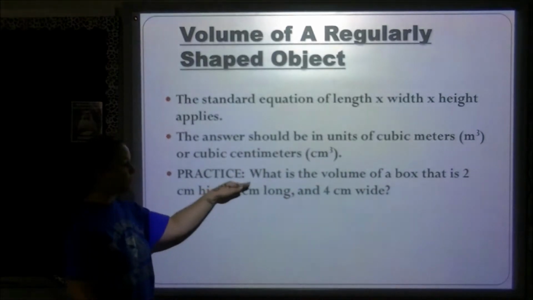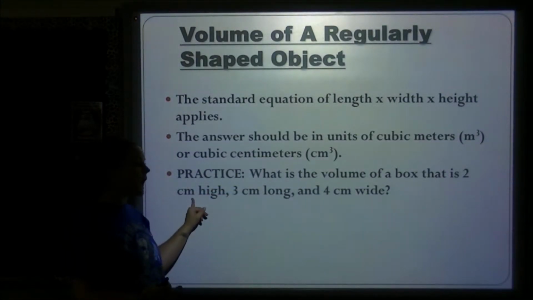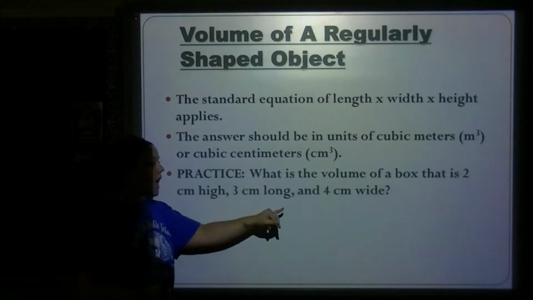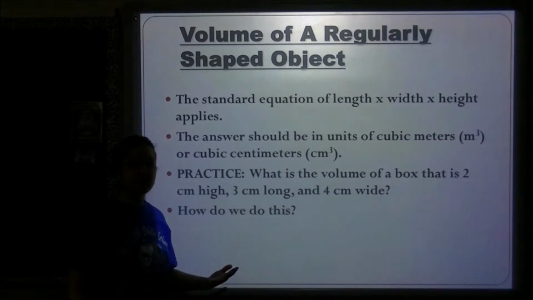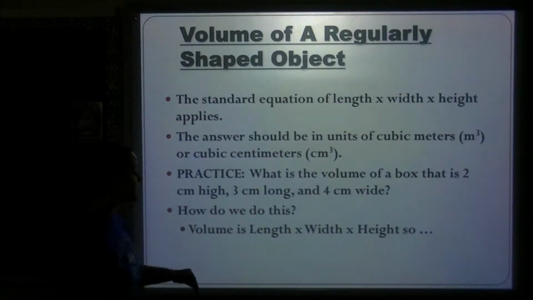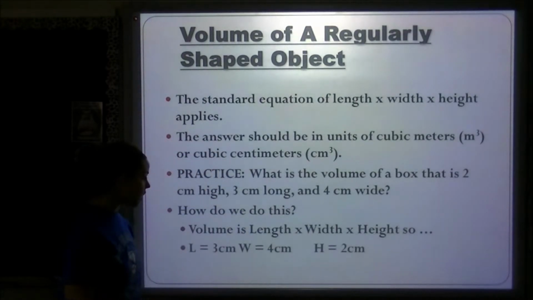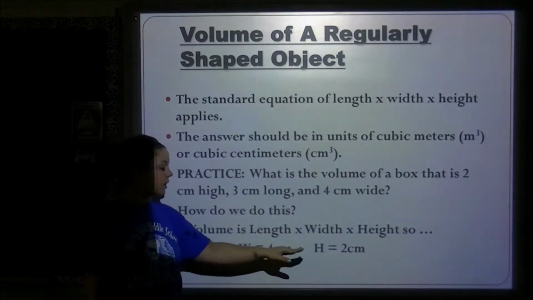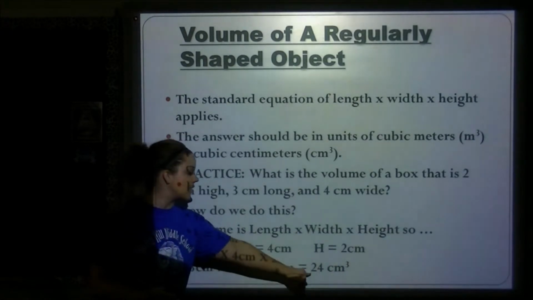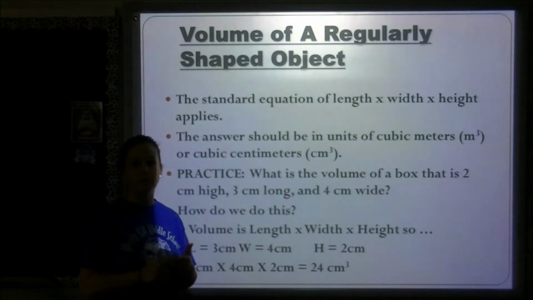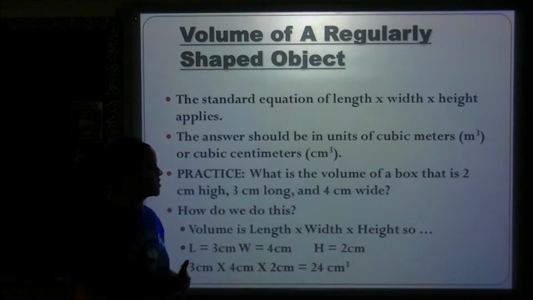So, if we were practicing what the volume of a box is, that's 2 centimeters high, 3 centimeters long, and 4 centimeters wide, we do just like what we would do in math. We multiply those together. We multiply length times width times height. So, we have 3 times 4 times 2, which would give us a volume of the box with 24 centimeters cubed. Remember that we have to cube it because it is a three-dimensional measurement.